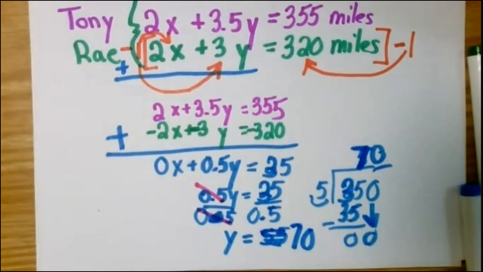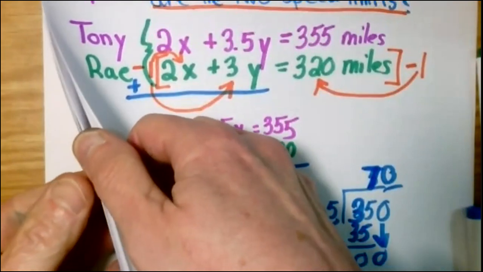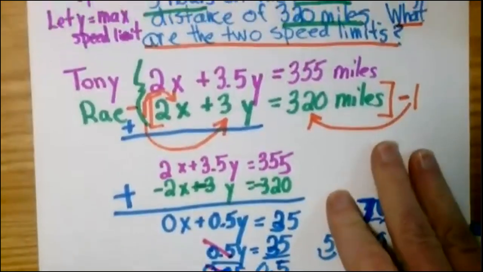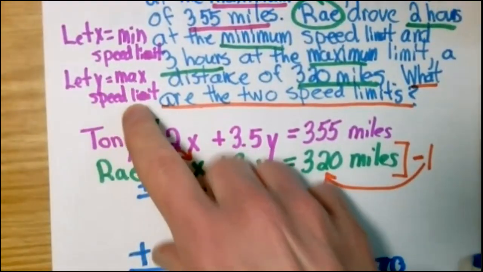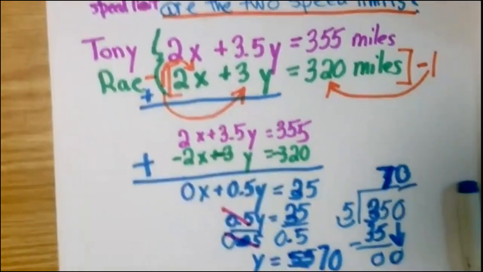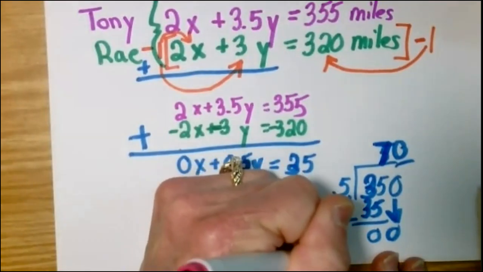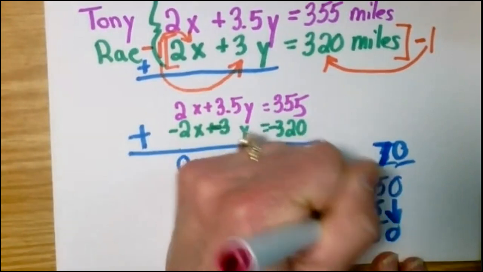Now I'm running out of space. I'm going to grab an extra piece of paper back here to do the second part of it. So that means y is our, let's go back up and take a look. What did y represent? Our maximum speed limit. So our maximum speed limit is now figured out at 70 miles per hour. So we can put that as maximum. 70 is our maximum speed limit, miles per hour. Keep that circled.